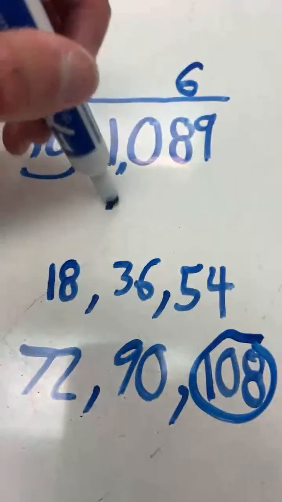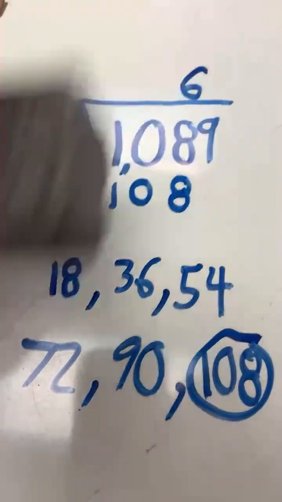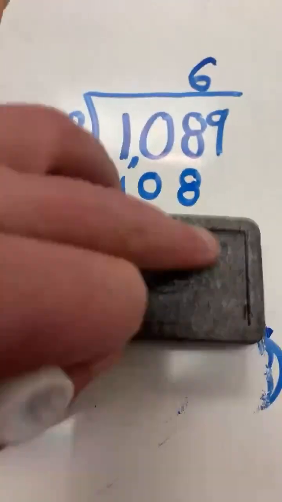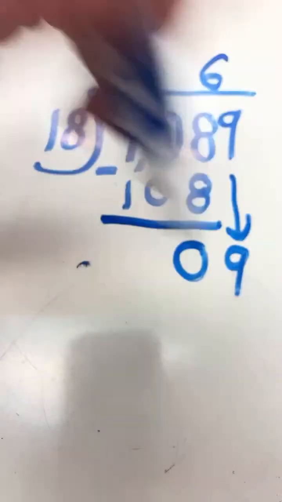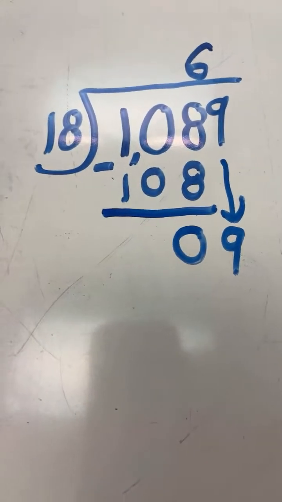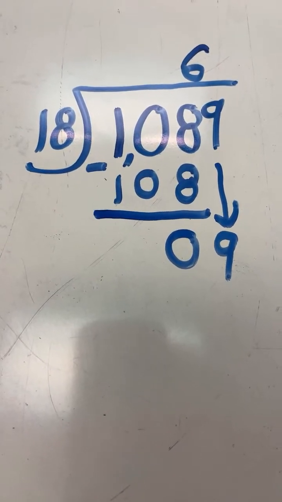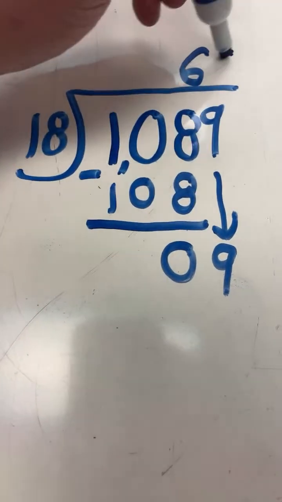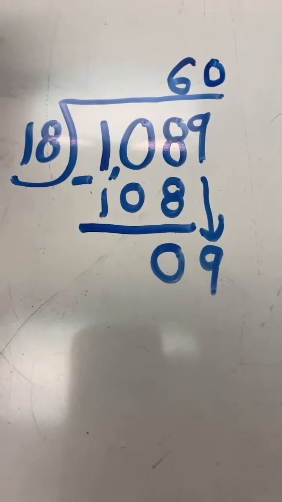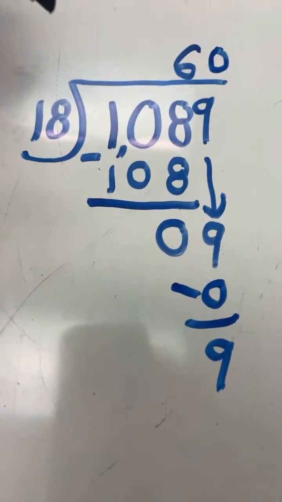Now here it doesn't look like there's going to be a remainder. I landed right on the number. So 108 minus 108 equals 0. We bring down the 9. Now 18 goes into 9 0 times. 9 minus 0 equals 9, so we have a remainder here.